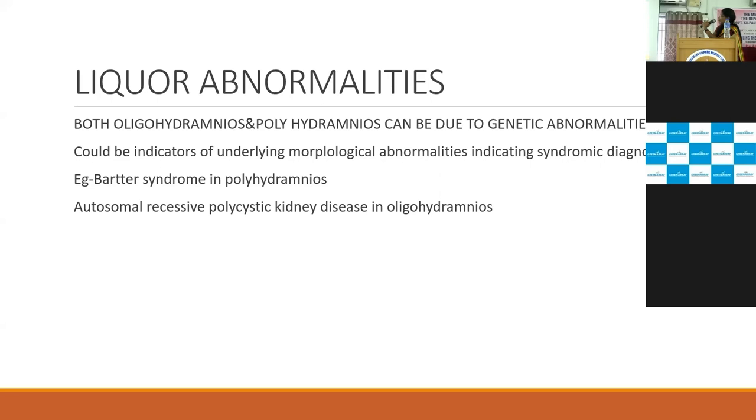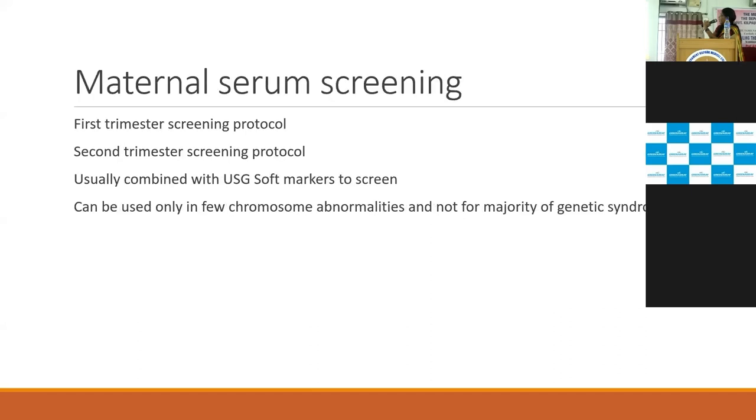Example, Bartter syndrome may have polyhydramnios, salt-losing enteropathy along with the multiple defects. The polyuria may present with polyhydramnios. Likewise, autosomal recessive polycystic kidneys, which have a genetic etiology, also result in oligohydramnios. Maternal serum screening can be used only in a few chromosomal abnormalities, as we know in Down syndrome.